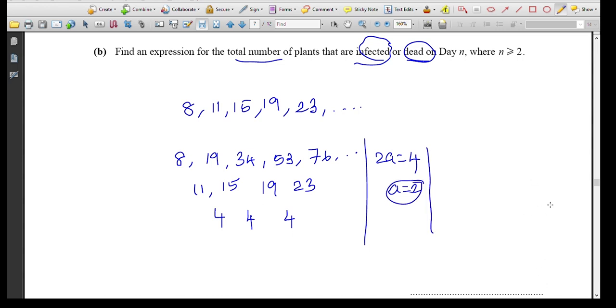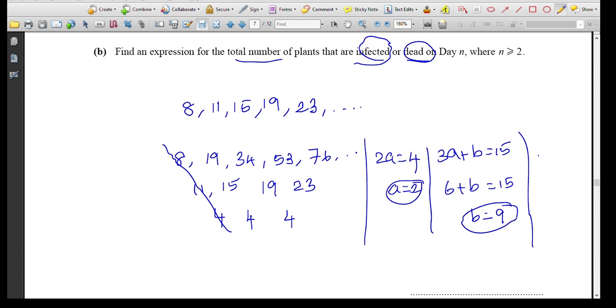Then next, 3a plus b. Since we are going to start from day 2, we can avoid these values. So 3a plus b we can take as 15. 3 times 2 is 6, 6 plus b equals 15, so we are getting the value of b as 9. And last, a plus b plus c equals 19. If you calculate this, 2 plus 9 is 11, so c is going to be 8.